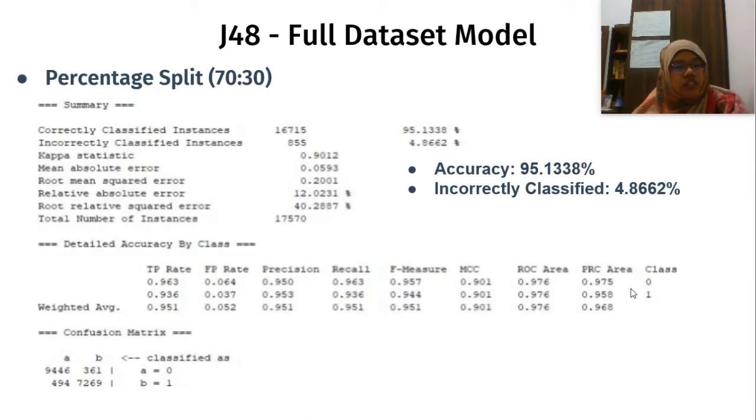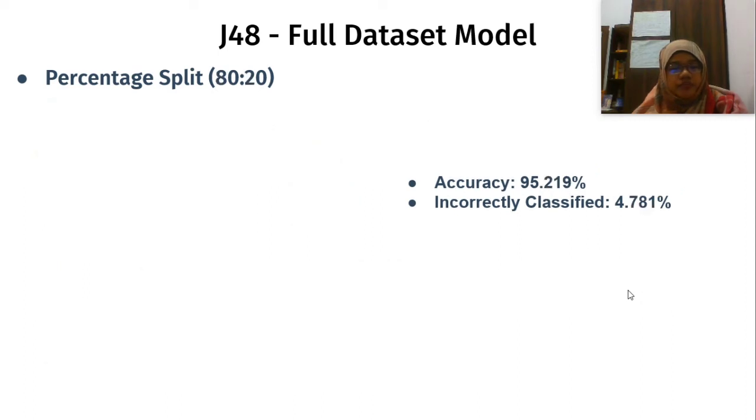Now the result for percentage split of 70%. Accuracy we have 95.1338%, incorrectly classified we have 4.8662%, true positive we have 9,446, true negative we have 7,269, false positive we have 494, false negative we have 361.